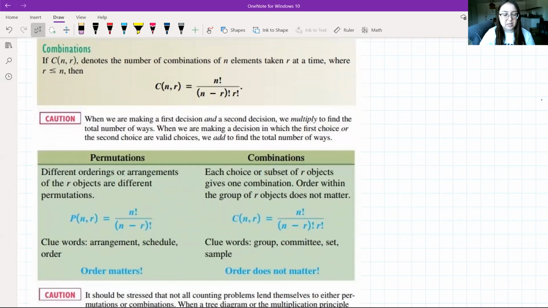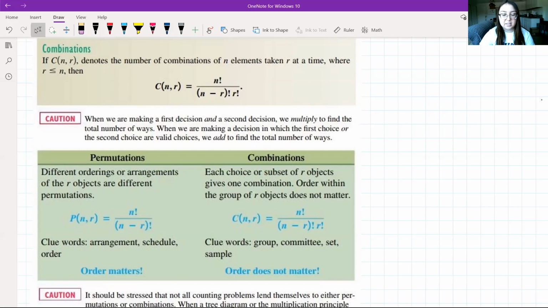So we see here that the combination of n comma r denotes the number of combinations of n elements taken r at a time, where r is less than or equal to n. Then our combination of n and r is equal to n factorial divided by n minus r factorial times r factorial. A caution: when we're making a first decision and a second decision, we multiply to find the total number of ways.